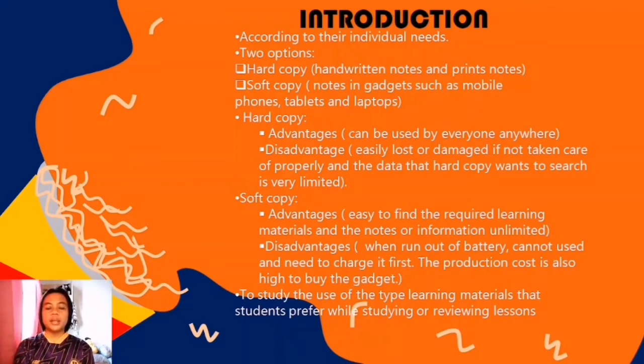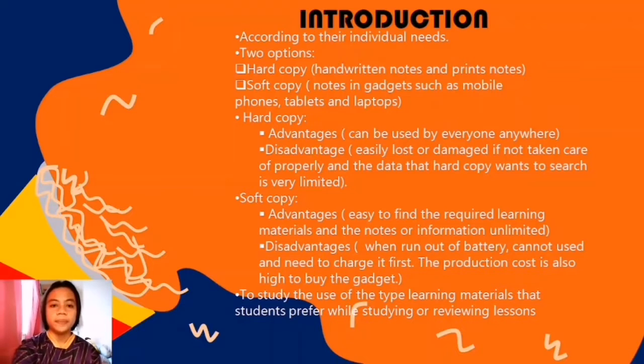Type of material that students want or prefer to use, according to them. For our group, we use two options only. First, hard copy, which is handwritten notes or printed notes. The second option is soft copy, which is notes in gadgets such as mobile phones, tablets, and laptops.